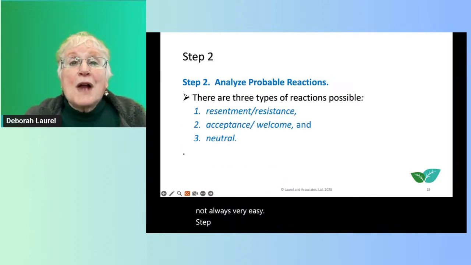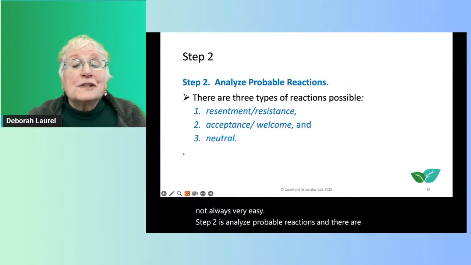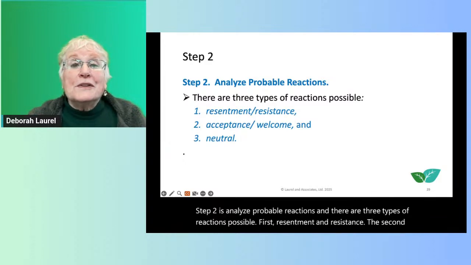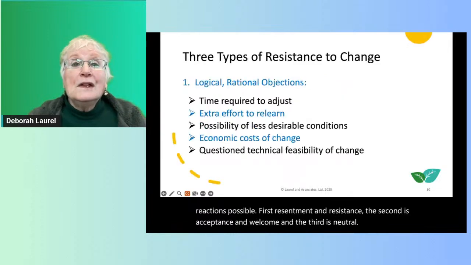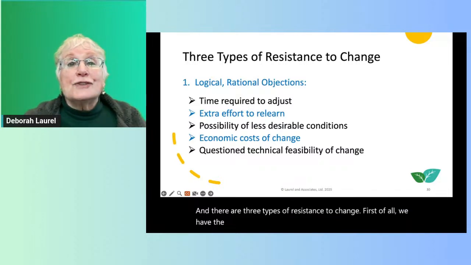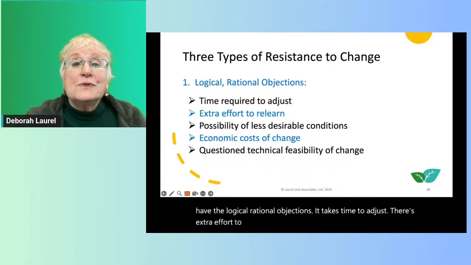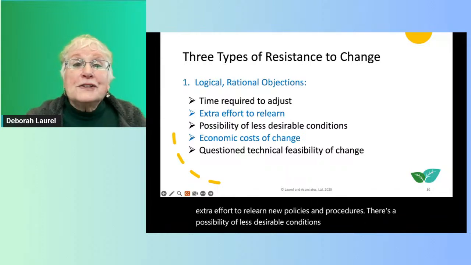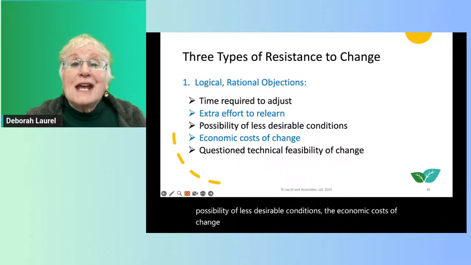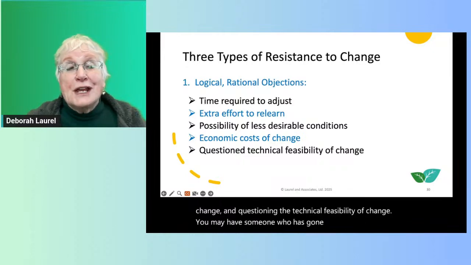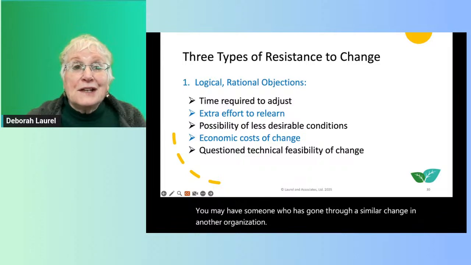Step 2 is analyze probable reactions, and there are 3 types of reactions possible. First, resentment and resistance. The second is acceptance and welcome, and the third is neutral. And there are 3 types of resistance to change. First of all, we have the logical, rational objections. It takes time to adjust. There's extra effort to relearn new policies and procedures. There's a possibility of less desirable conditions, the economic costs of change, and questioning the technical feasibility of change. You may have someone who has gone through a similar change in another organization and knows that it has some problems.